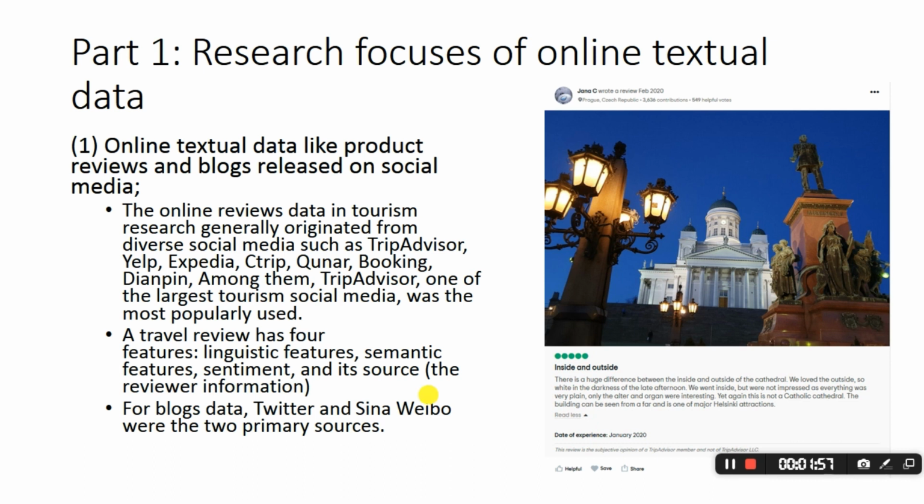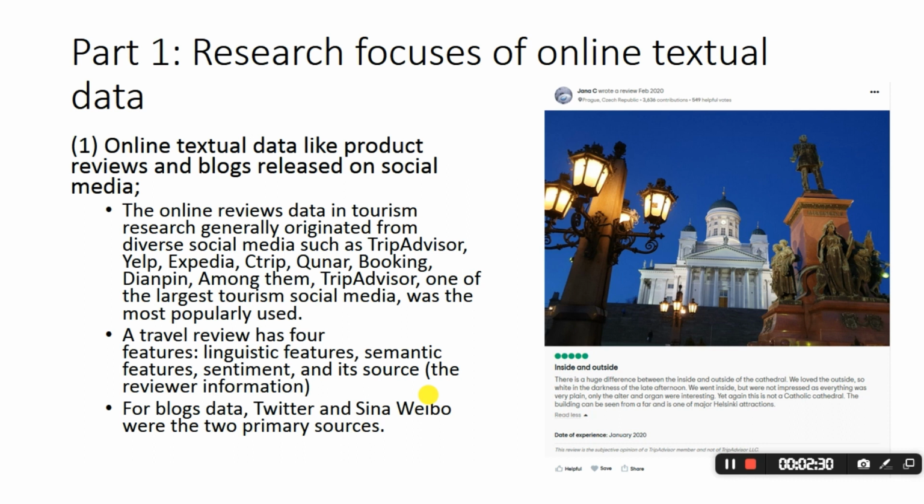I give you one example here. This review is about Helsinki Church. From the linguistic feature to see, this review has few sentences, and is in English, easy to understand, and is relevant to this attraction. From the semantic feature to see, this review tells about the design of this church, how it looks like, and it is a major attraction in Helsinki.